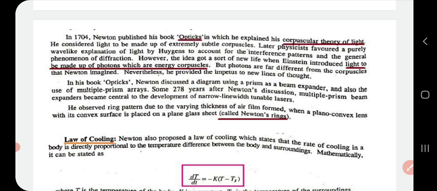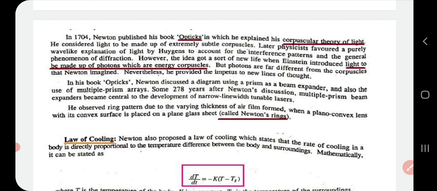He considered that light is made up of corpuscles, and it was at that time Huygens proposed the wave theory of light, and based on that, various phenomena of light like interference and diffraction were proposed. And Einstein introduced the concept of the photon, that is, light is composed of energy corpuscles called photons.